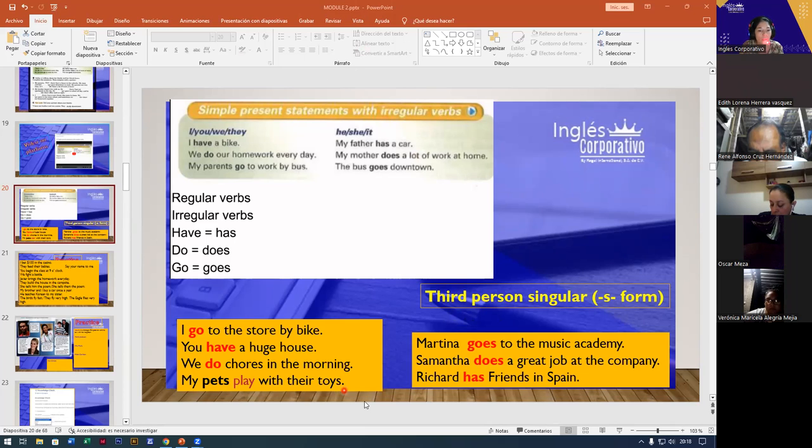Third person form. We have Martina goes to the music academy. La forma base del verbo acá es go. Algunos verbos van a variar. No va a llevar solo una S, sino una ES. En el caso de go, en el caso de do. Porque acá la forma base del verbo es do, pero en tercera persona es does. Go, goes. He, she, it goes. He, she, it has. So you have the base form of the verb in the subjects I, you, we, and they. A third person singular can be she, he, or it. In the case of one animal or one thing, you need to use the third person form.